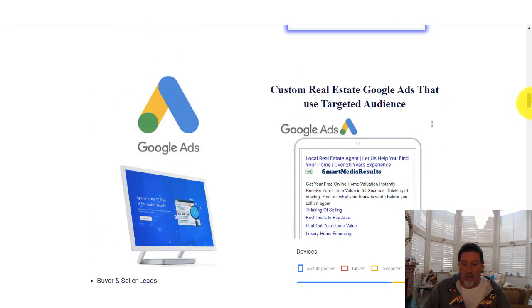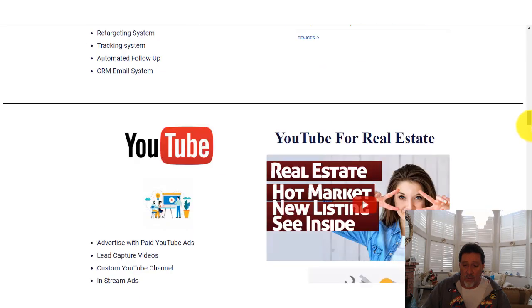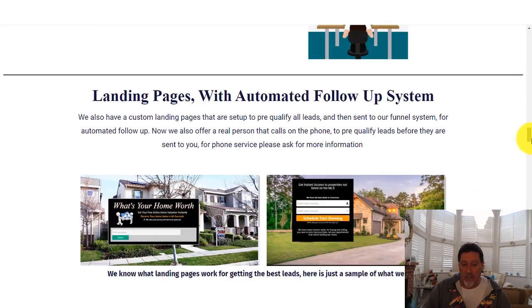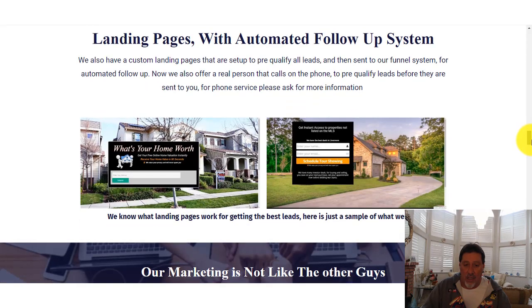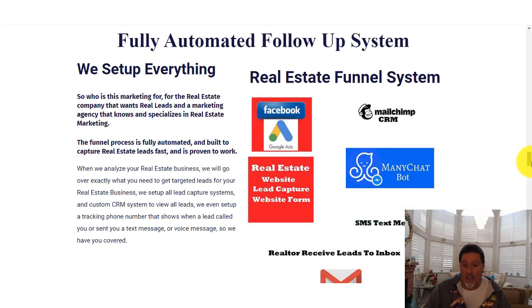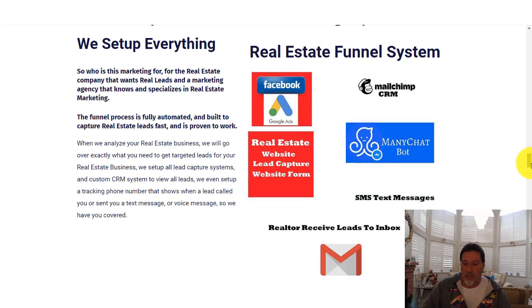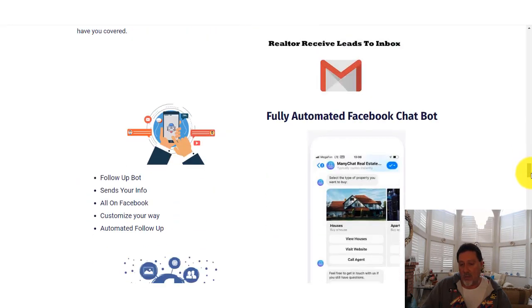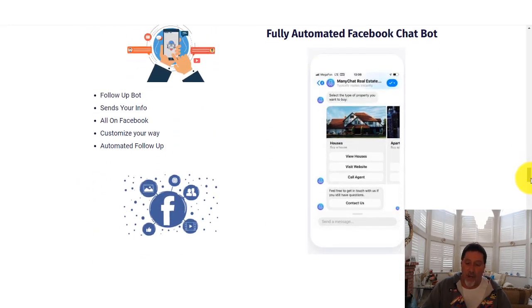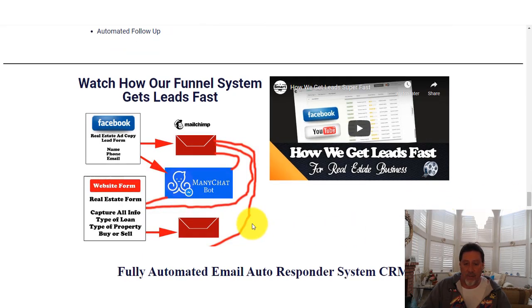The prices are there. Here's the Google marketing, Facebook, Google, YouTube, okay? And then we come into landing pages and automated follow-up, and we come into the funnel, the real estate funnel system, how it works. It's ours. We create it from scratch. It's just what we do. The chatbot, and text message, all that. So here's the funnel, and that's how we close them with this. This is our closing video. So this is what they watch on their own.